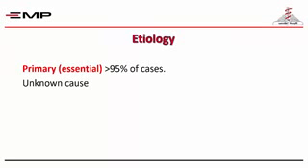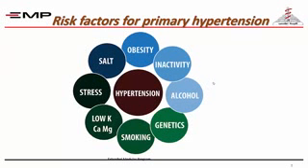Primary or essential hypertension is by definition of unknown cause. It represents more than 95% of cases of hypertensive patients. Risk factors for primary hypertension occurrence include obesity, inactivity, alcohol abuse, smoking, low potassium, calcium, magnesium diet, increased salt, sodium diet, stress, and genetics.